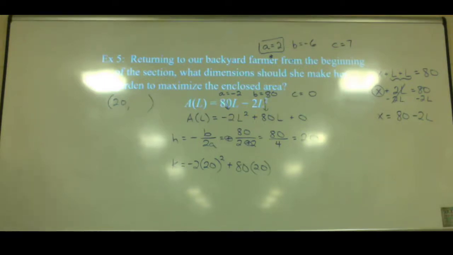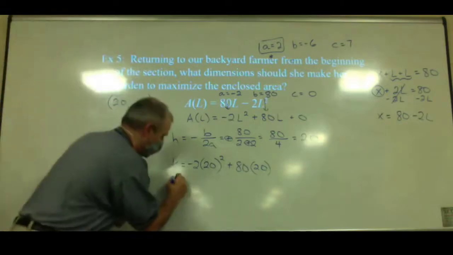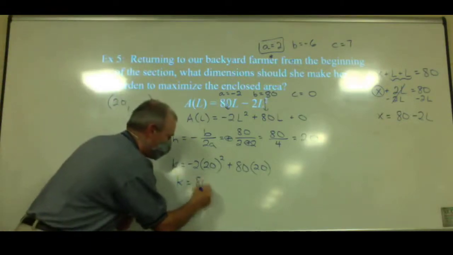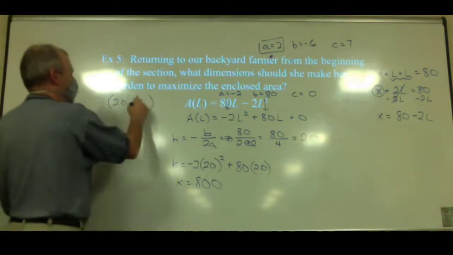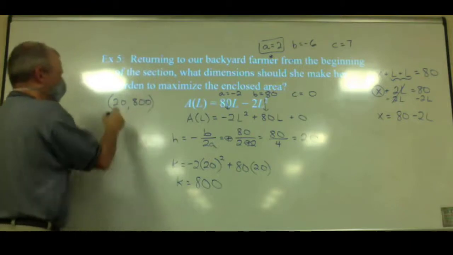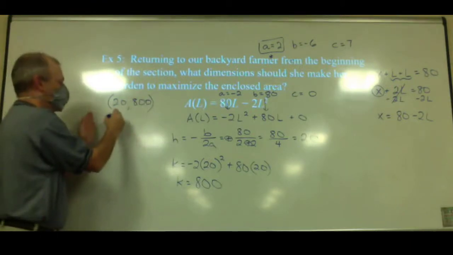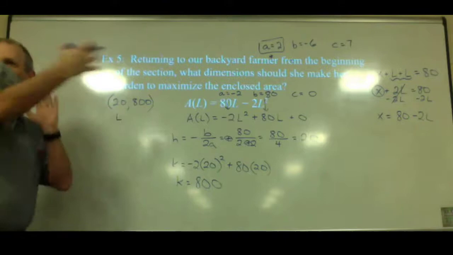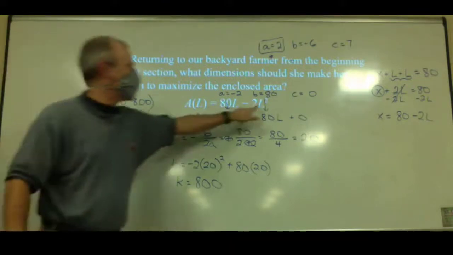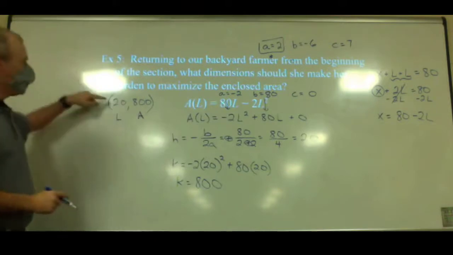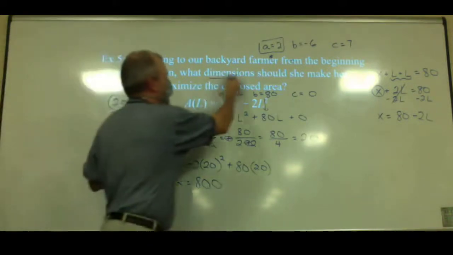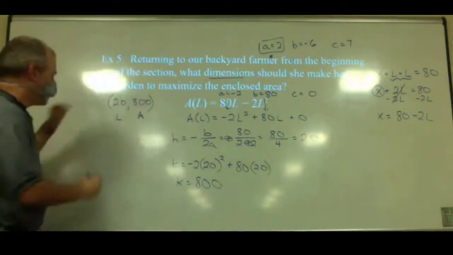Were you guys able to get 800? I'm glad you're typing in the calculator because in my head it wasn't going very well. So 800. Okay. Now here's what that tells us. This is h, k, but remember the first value is usually x. We've got x and y, but in this case, the variables we're using are L and A. So the question is what dimensions? We're saying L should be 20.